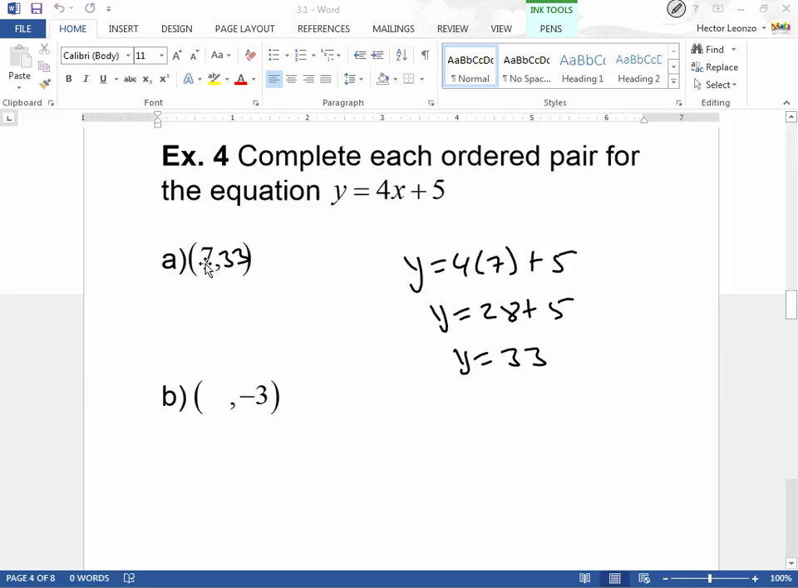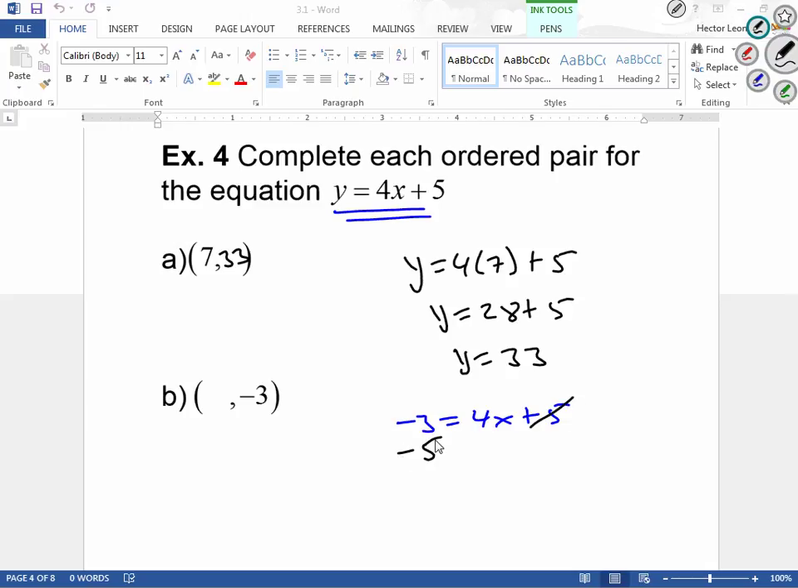Not only can I give you the value of x, like I did, I can give you the value of y. Notice how it's the second value. So here, I'm going to rewrite, once again, the same equation. I'm going to write negative 3 is equal to 4x plus 5 and solve for x. I don't want the 5 there.